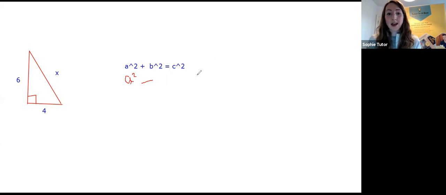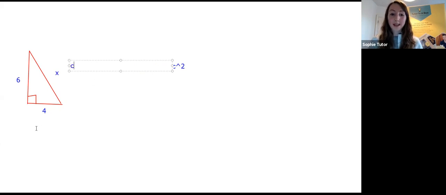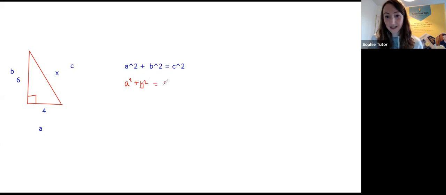Okay, so now we've got that, what are we going to do? Well, all we're going to do is label them A, B, and C. Well, if you remember, the one opposite the right angle is our hypotenuse, and it's our longest side. So that's going to be C. We can label the other sides A and B. Happy days. Now, let's have a go at working it out. So, we said our A squared plus B squared equals C squared is our magic formula.